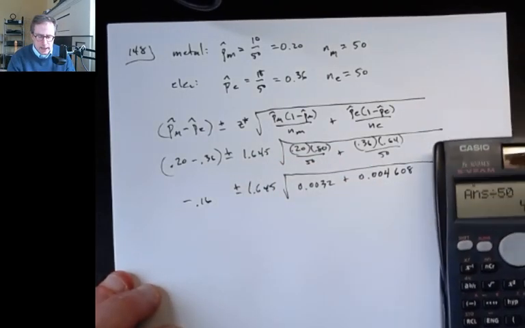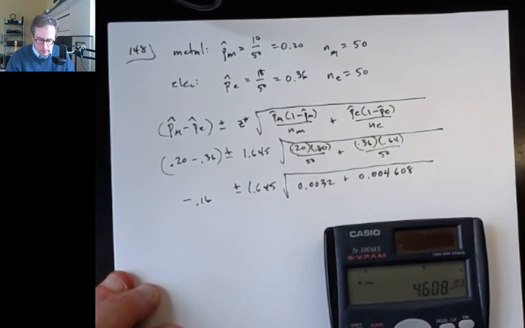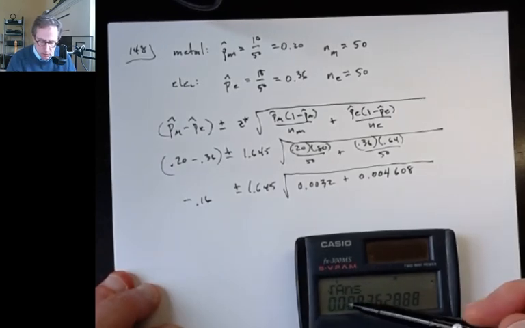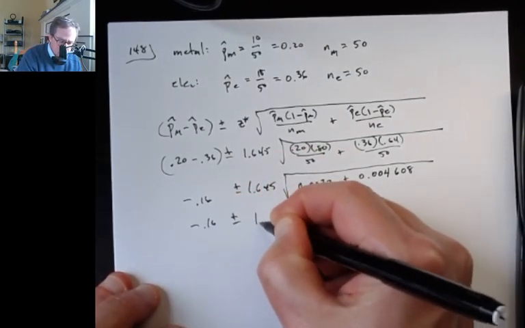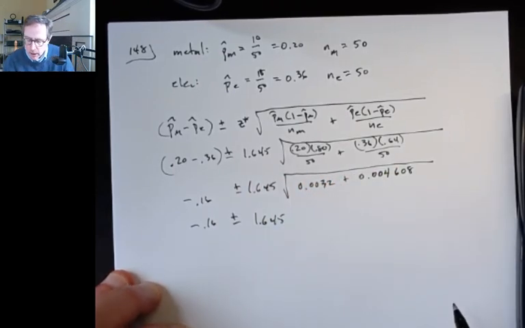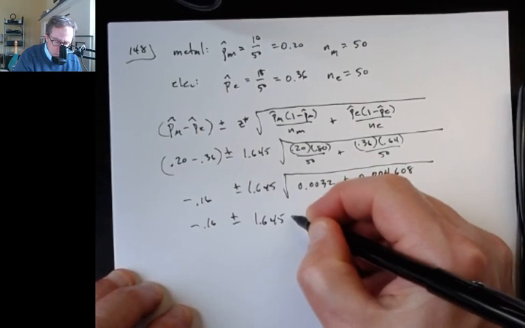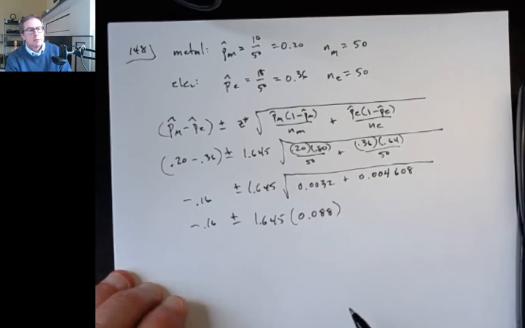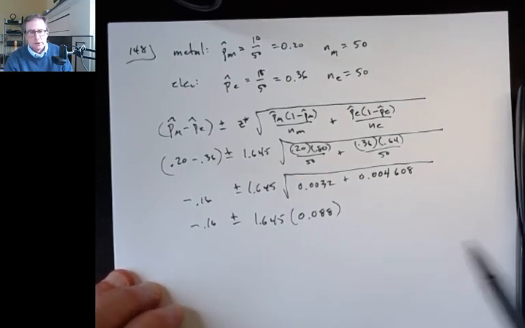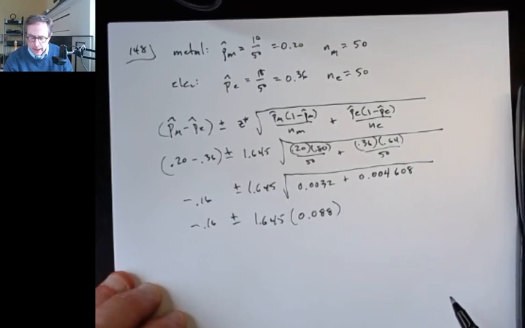All right, let's add these things together and take the square root. So 0.0032 plus 0.004608 equals, take the square root, equals, and I got 0.088. So this is minus 0.16 plus and minus 1.645 times 0.088. And again, for our purposes, 2 or 3 decimal places is good enough. We're not worried about the 8th decimal place. I just keep it in here just because I had it on the calculator.